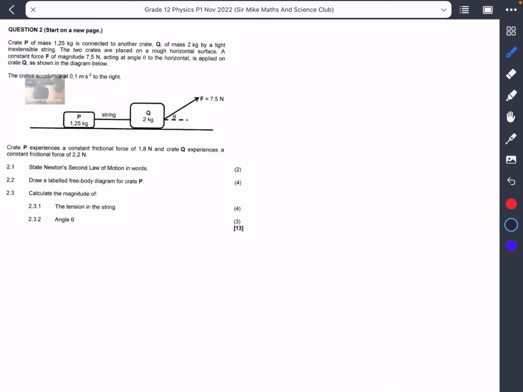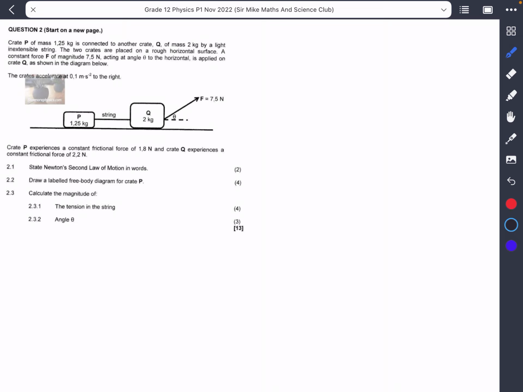Today we'll be looking at question 2. That's on physics, in particular physics paper 1. It's actually a question on Newton's laws, so that's what we are going to be focusing on today.